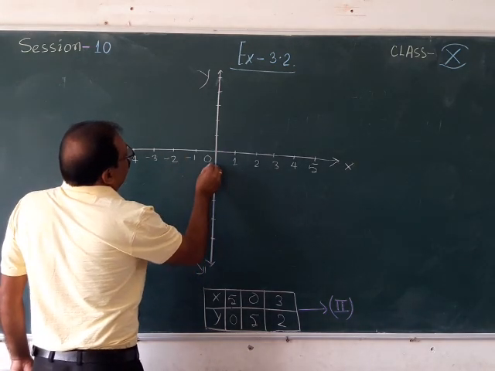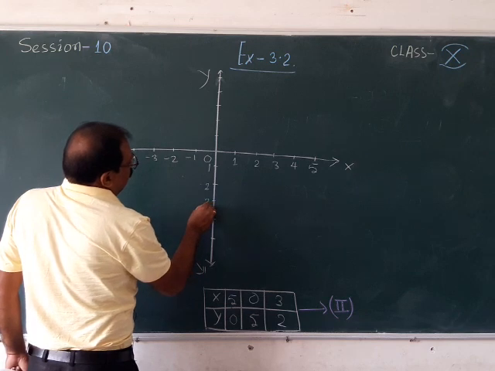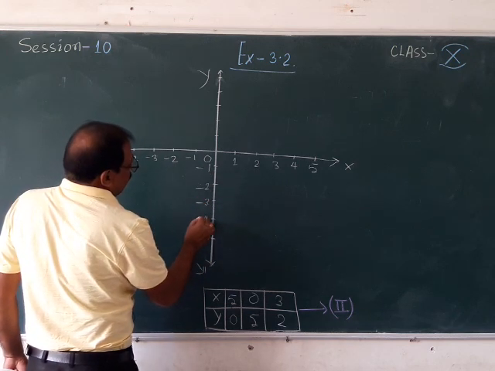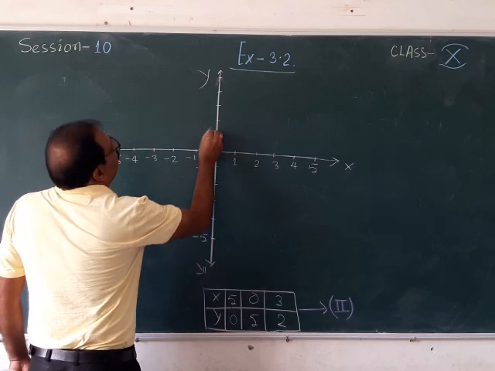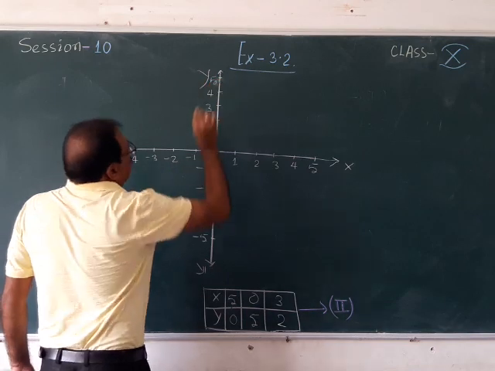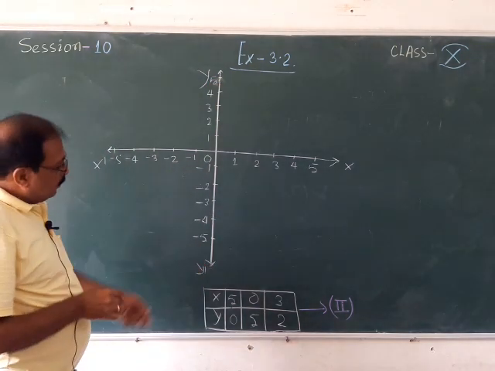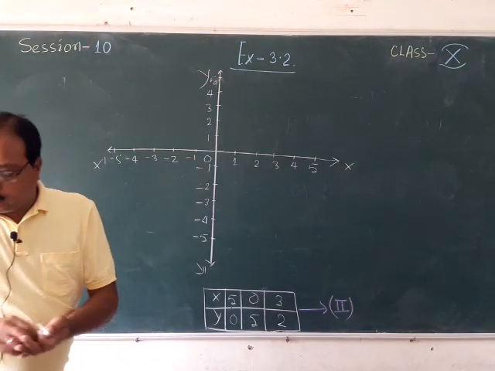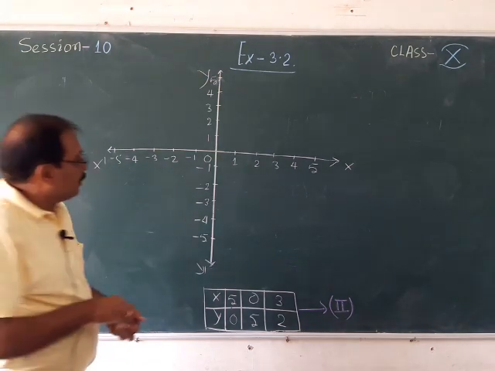Then 1, 2, 3, 4, 5, and these all are the negative values, and here 1, 2, 3, 4 and 5, these all are the positive values as you can see. Now when x is 5, then y is 0.